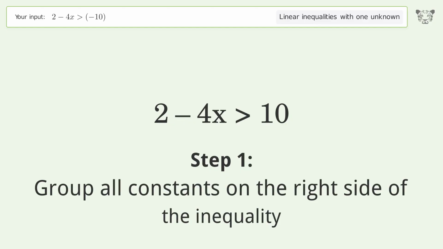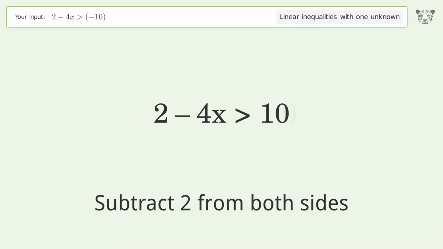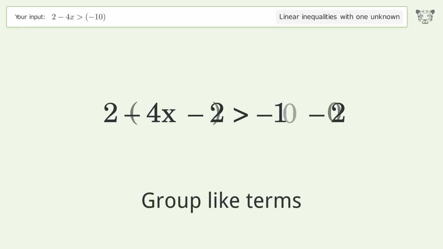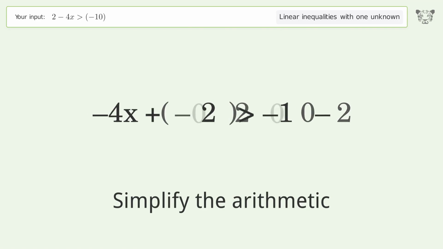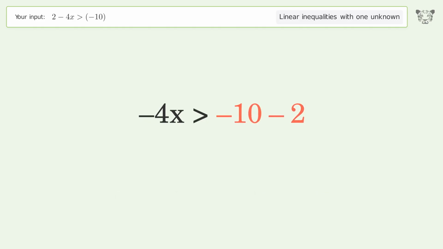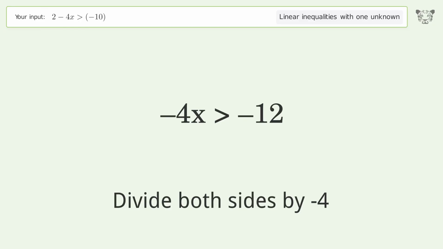Group all constants on the right side of the inequality. Subtract 2 from both sides. Group like terms. Simplify the arithmetic. Isolate the x. Divide both sides by -4.